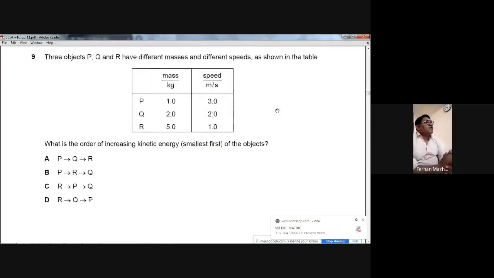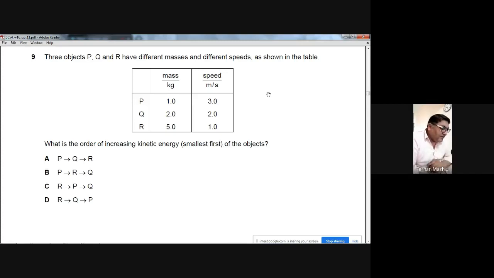It says three objects P, Q, and R have different masses and different speeds as shown in the table. Which is the order of the increasing kinetic energy? The masses of the three objects are given, and the speeds are given. You can calculate the kinetic energy for each object.